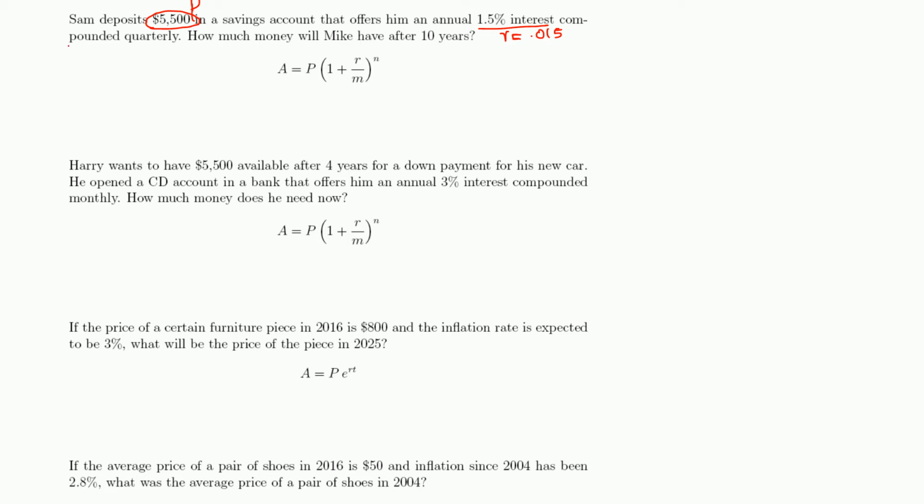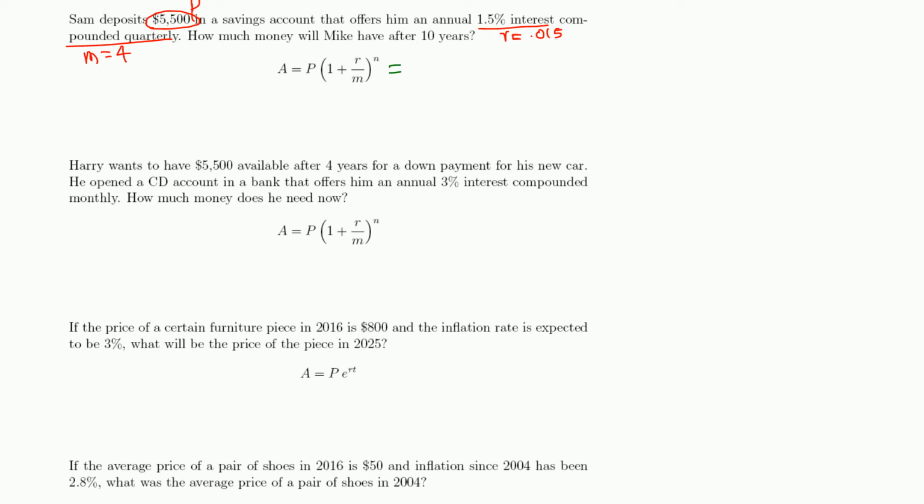Compounded quarterly. Compounded quarterly means M equals 4. There are 4 quarters in a year. Okay, how much money will Sam have after 10 years? That's the time and total money. So this is the formula we need to use. So let's plug in.